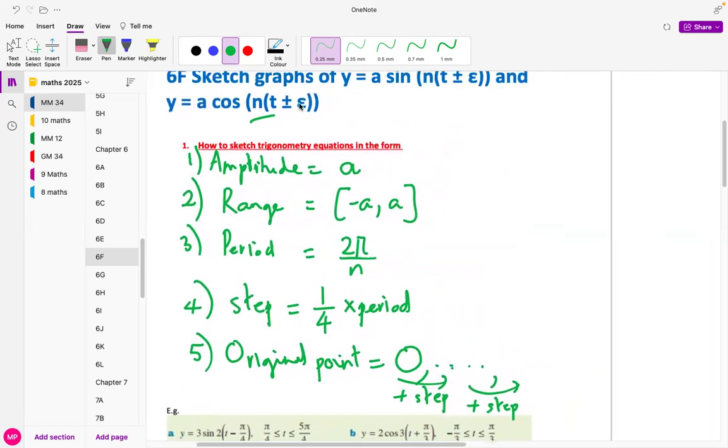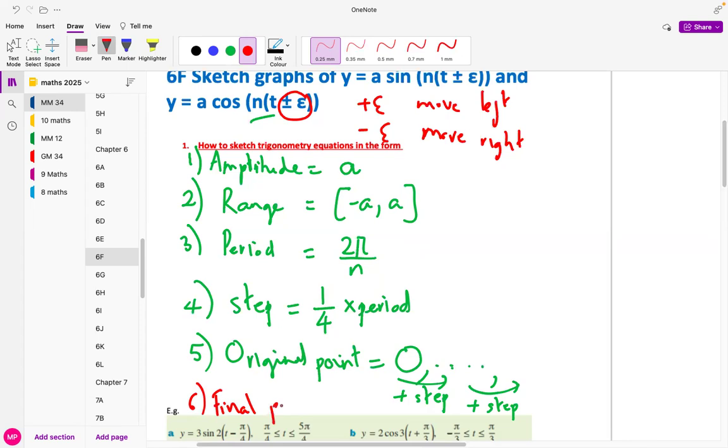Then after you do that, you're going to consider the translation here, which is epsilon. If it's plus epsilon, this means that you're going to move to the left. And if you have minus epsilon, this means you have to move to the right. Once you have the original points, your final step is to get the actual final points that you're going to have on the graph. For each point you add or subtract the epsilon, the translation. If it moves to the left, you're going to minus, so you do the opposite. If it moves to the right, you're going to plus epsilon.